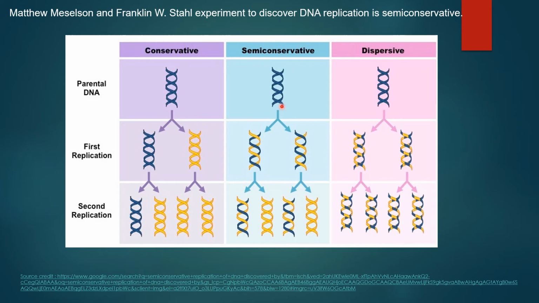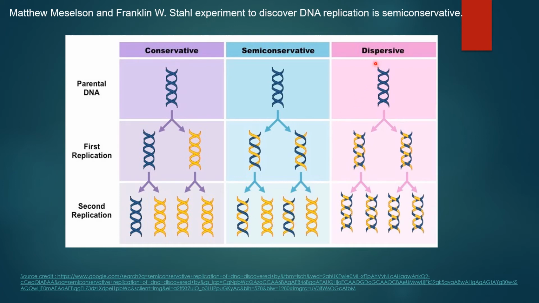What happens in the semi-conservative mode of replication? If these 2 strands are to be replicated, one strand is conserved every time and one newly formed strand is added with it. See here, again for the second replication cycle, one strand is conserved and another yellow colored strand is newly formed. Here, one yellow colored strand is conserved and another yellow colored strand is newly formed. Same way, here it is happening.